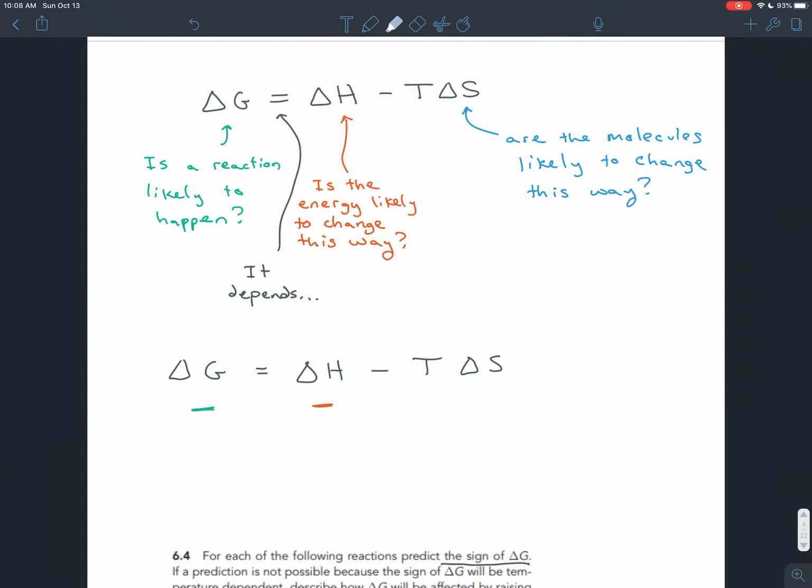Now, the signs for delta S are a little tricky because you have this negative sign in the equation. So if delta S, if the entropy increases, and we had a previous video where we talked about that, if the molecules spread out, either by forming more molecules or by forming straight chains rather than rings, then delta S is positive because you subtract that term, the whole term is negative, and you could see that when the molecules spread out, it helps to make the reaction more likely. So if you have an exothermic reaction where the entropy increases, that reaction will always happen.